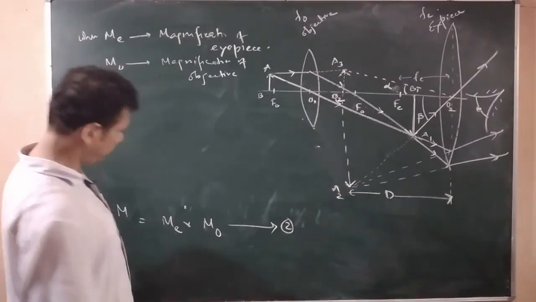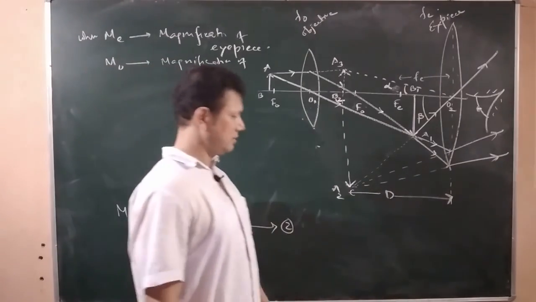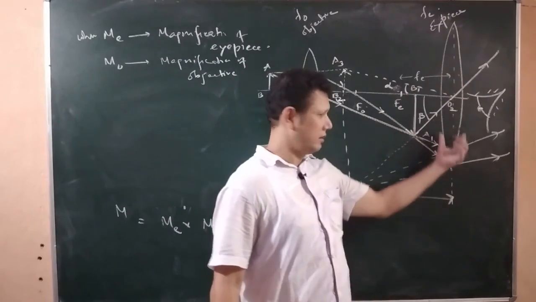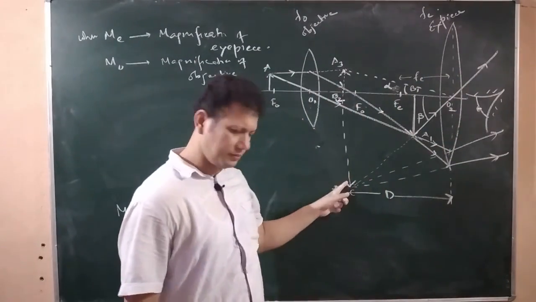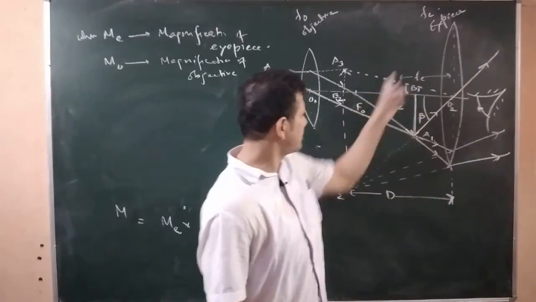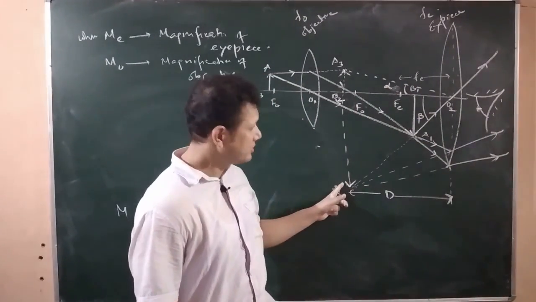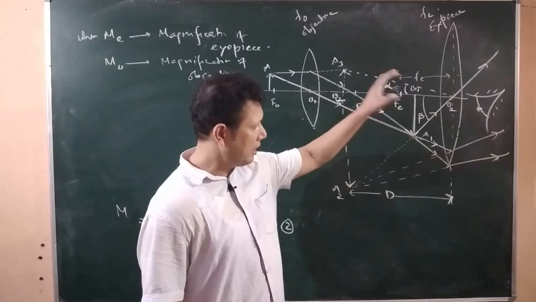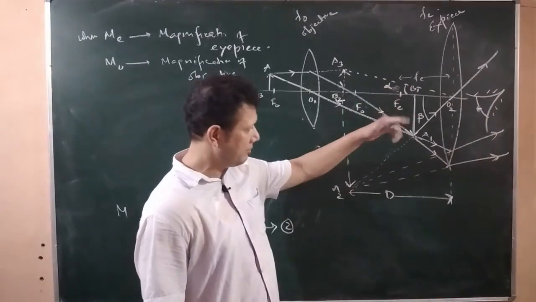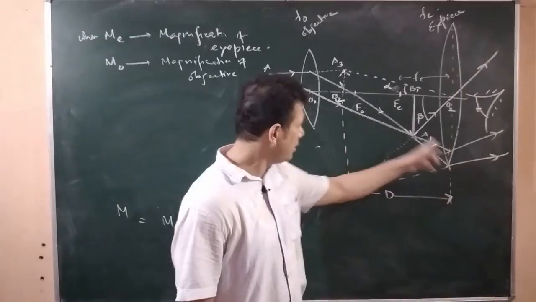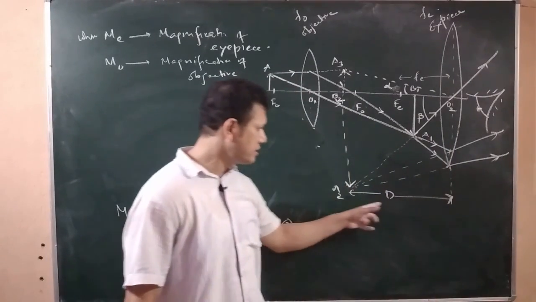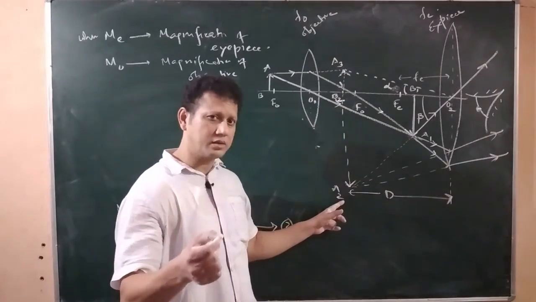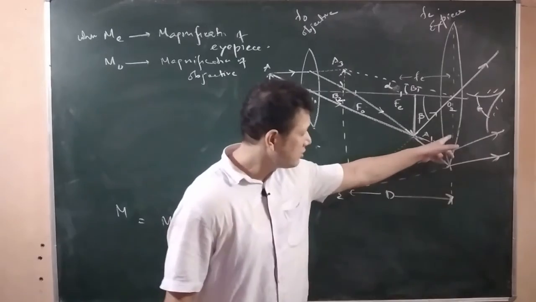Listen, there is an important point here. For this eyepiece, this is the image whose object is A1 B1. We have seen that for this lens, the image is formed at the least distance of distinct vision, the near point.